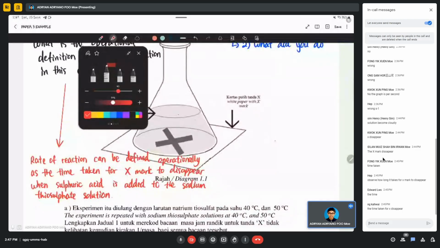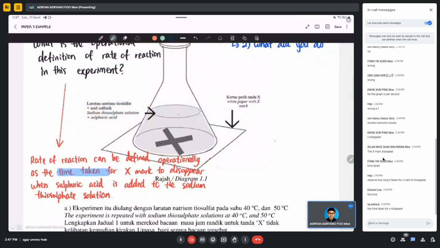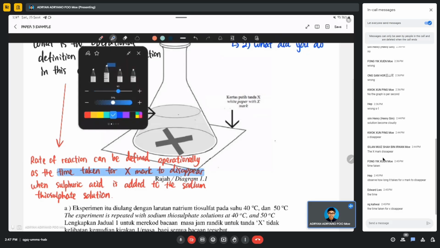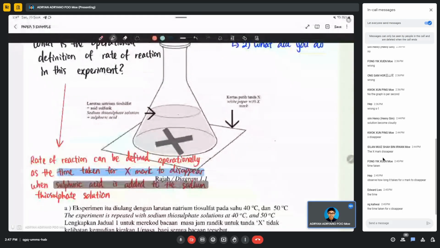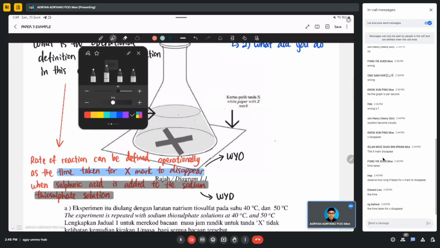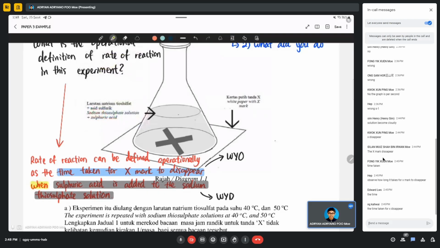So, I highlight here. Time taken for X mark to disappear. This one is what you observe. Sulfuric acid is added to the sodium thiosulfate solution. This is what you do. Okay, and then you can add this word, you can memorize the word when. When the whole meaning is what you do. Okay, so this is your answer.